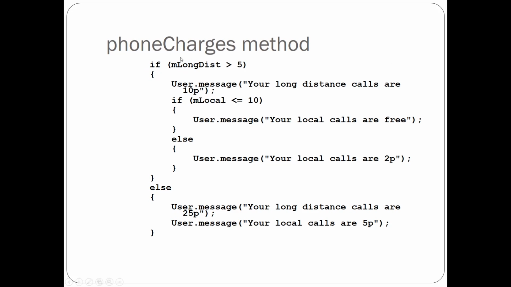If long distance calls are greater than 5, we then say your long distance calls are 10p. If long distance calls are greater than 5 and you've made less than or equal to 10 local calls, then they are free. But if your local calls are greater than 10, they're charged at 2p each. If the number of long distance calls is less than or equal to 5, then your long distance calls are 25p each and your local calls are 5p each.